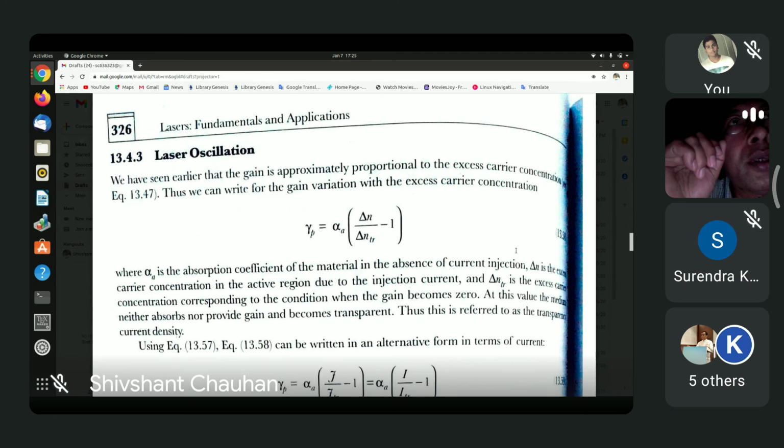This is the so-called saturation condition. So there is neither gain nor loss. If on the other hand the bracketed quantity is negative, the gain is negative, which means radiation, if allowed to fall in the active region, will actually get absorbed rather than getting amplified. So you have all these expressions.